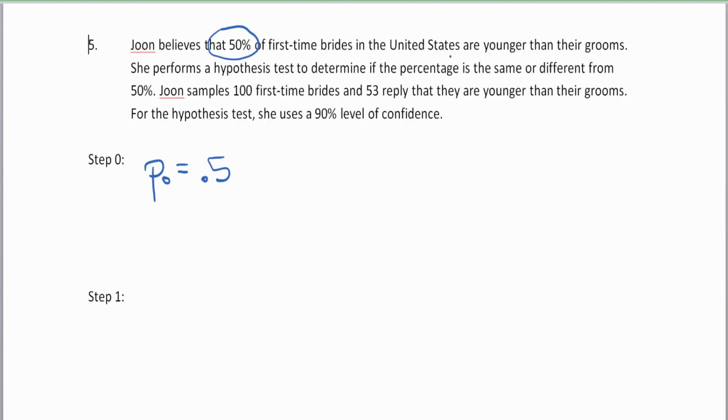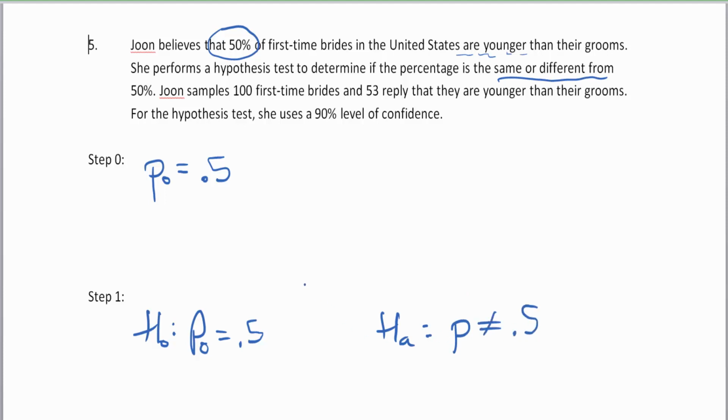Now, you might be thrown off by the words "are younger than," as that is one of your inequalities, but that's really not the focus of the problem. Our focus of the problem is to test to see if 50% is correct. So she performs a hypothesis test to determine if the percentage is the same or different from 50%. Well, you know your null and alternative hypothesis right from that statement. The null hypothesis is going to be checking to see if our 50% is correct. Now, the alternative hypothesis, since it says same or different from, is going to be not equal to. So this is going to be a two-tailed test.